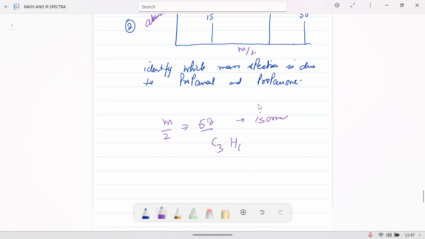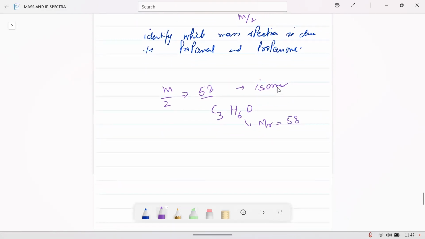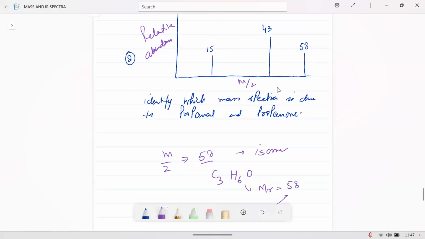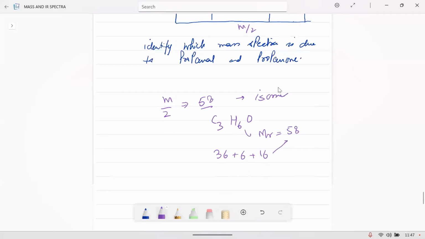So your C3H6O has the Mr of 58. You can find out: 12 into 3 is 36, 36 plus 6 plus 16, that will be 58. So we cannot differentiate between propanal and propanone on the basis of the m/z value. So we need to look at the fragmentation.